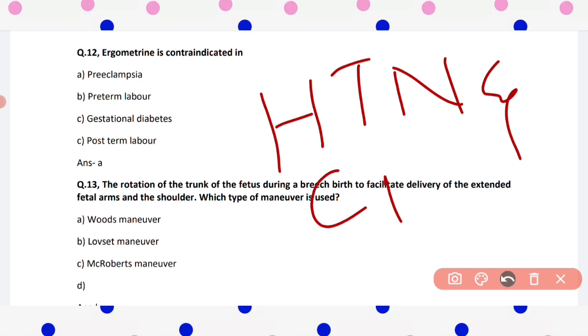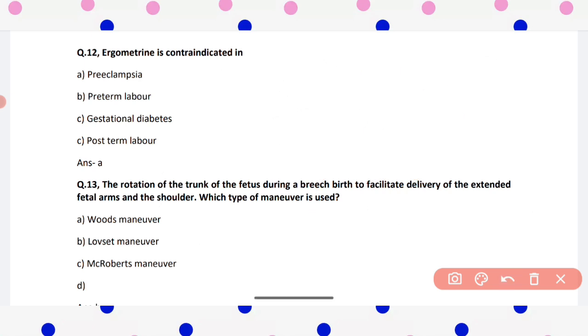The side effects of this drug are nausea, vomiting, abdominal pain, chest pain, palpitation, severe hypertension, stroke and myocardial infarction. These are all the side effects. So which exactly resembles the contraindication among these 4 options? Preeclampsia, preterm labor, gestational diabetes, postterm labor. The only option which exactly comes under ergometrine contraindication is preeclampsia.